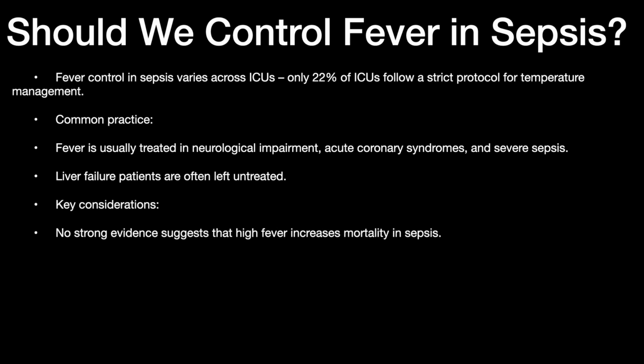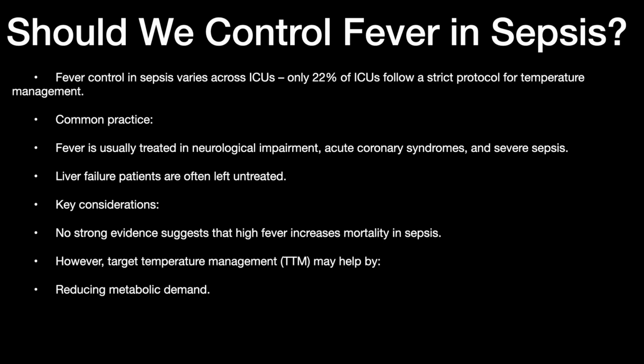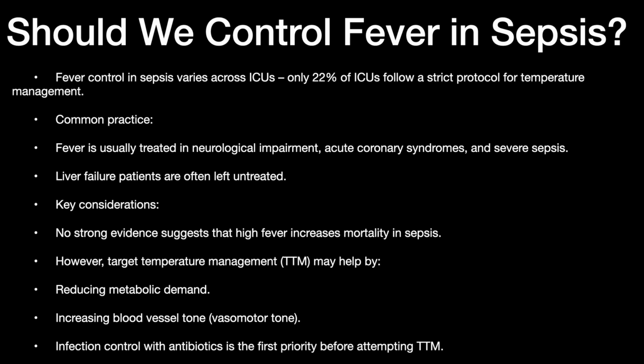The key consideration is that no strong evidence suggests that high temperature, high fever, results in increased mortality with sepsis. However, targeted temperature management may help by reducing the metabolic demand and increasing the blood vessel tone, though infection control with antibiotics still remains the first priority. So this is a very individualized thing. We need to understand whether the patient is actually getting harmed or still has some benefit from the fever. We still don't have any clear-cut markers as of now.